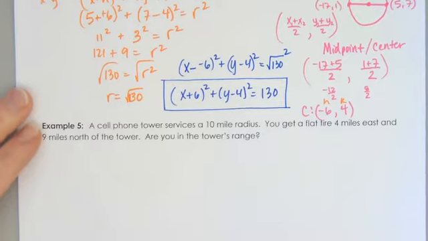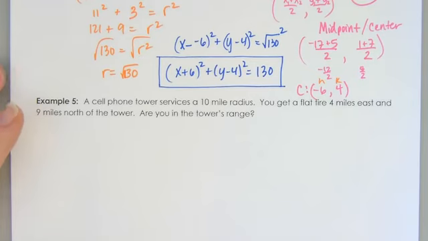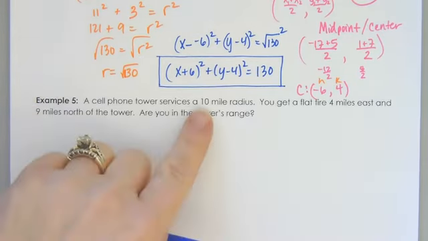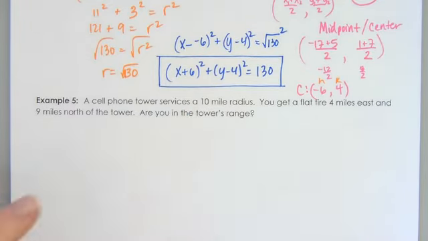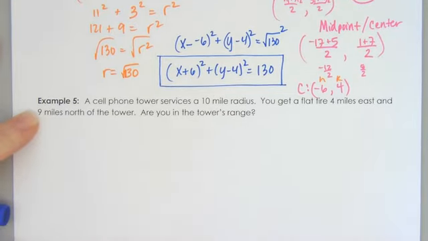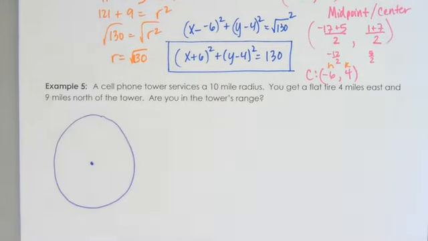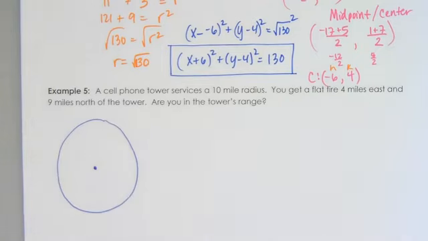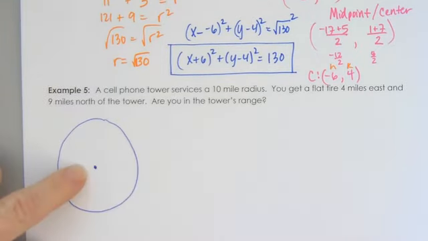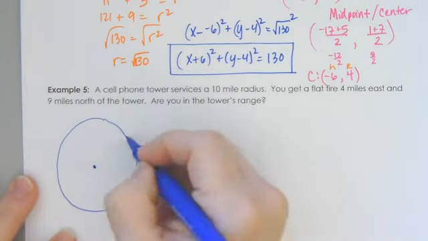Last one here says a cell phone tower service has a 10-mile radius. So that's kind of where our circle is going to come in because we've got a 10-mile radius. You get a flat tire 4 miles east and 9 miles north of the tower. Are you in the tower's range? All right, I'm going to draw a circle here, or try to. All right, so my circle looks a little bit like an egg, but whatever. Okay, so here, the center is going to be the cell phone tower. And the radius, in any direction, is going to be 10.